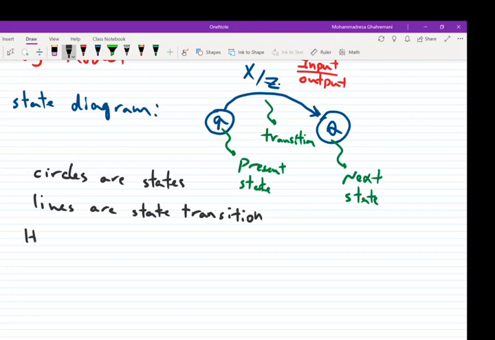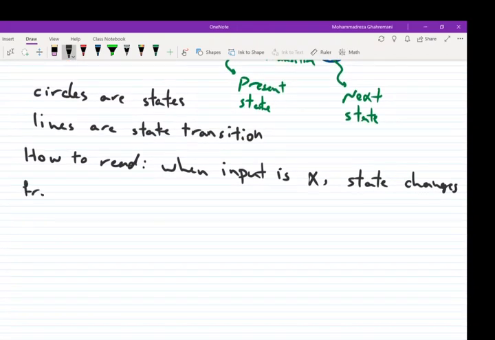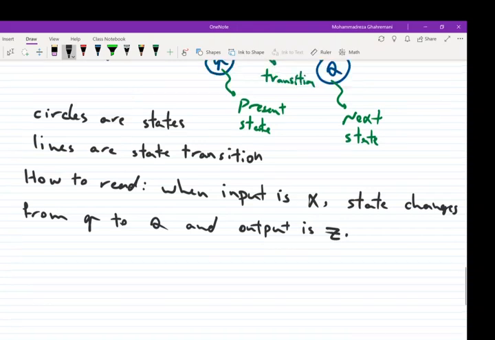And how to read? When input is X, state changes from lowercase q to capital Q and output is Z. Okay, it's the way we read this state diagram.